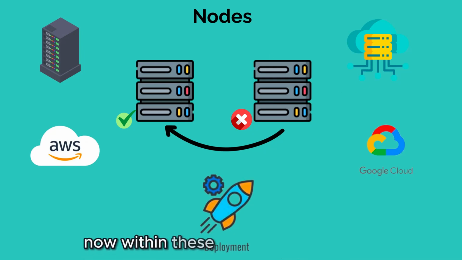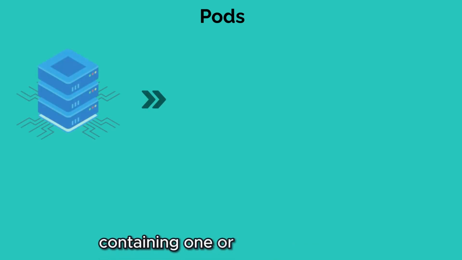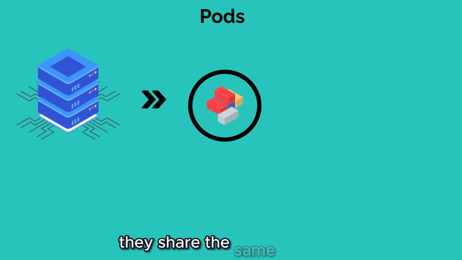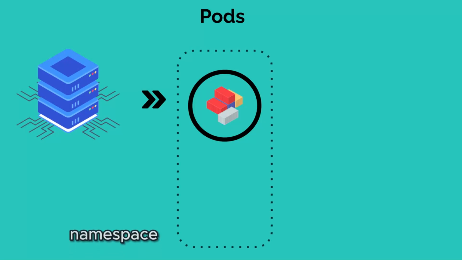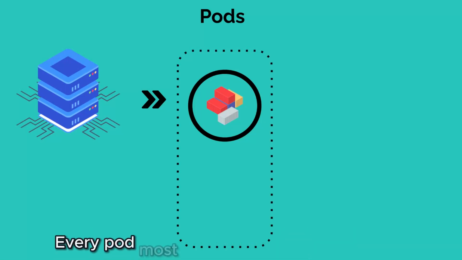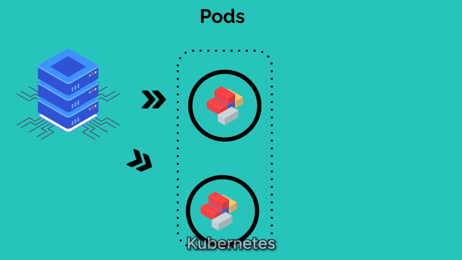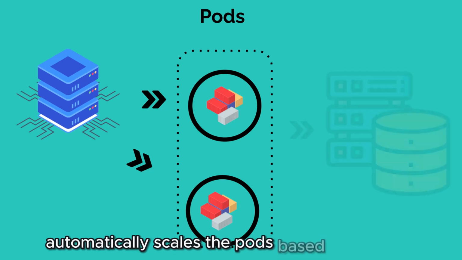Now, within these nodes, we have pods. A pod is the smallest deployable unit in Kubernetes, containing one or more containers. They share the same network, namespace, and storage, allowing them to communicate easily. Every pod most likely has a replica or replicas. Kubernetes automatically scales the pods based on the load.